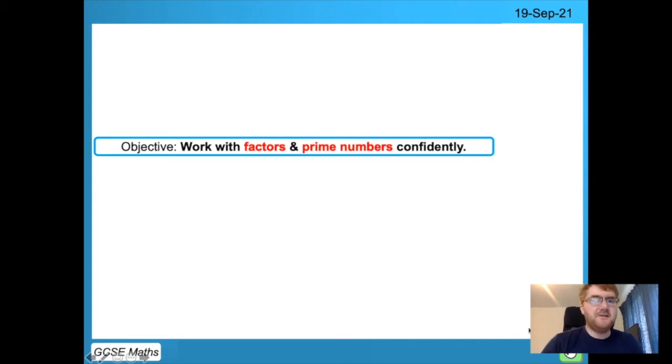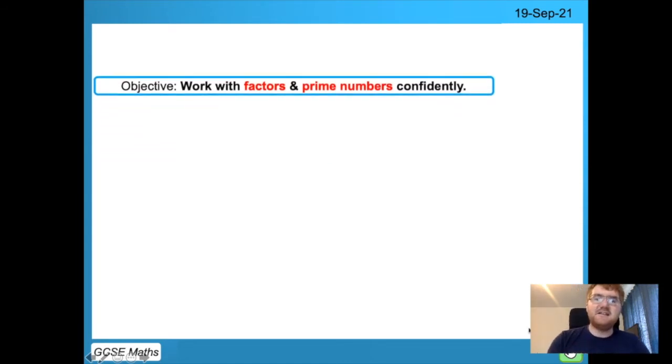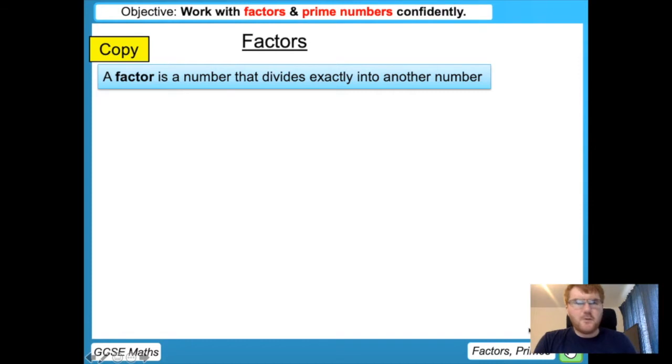So if you're in Key Stage 3 as well, year 7 to 9, you'll also find this very, very useful. Let's get started. So a factor, well, what is a factor? Well, it's simply a number that divides exactly into another number. So a number that goes into another number.